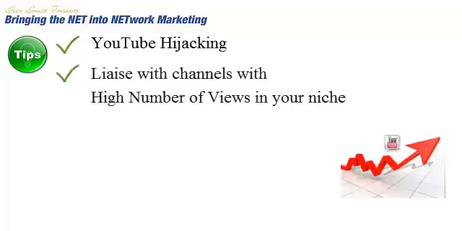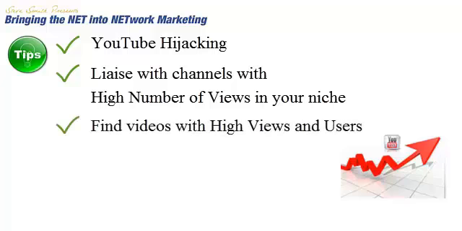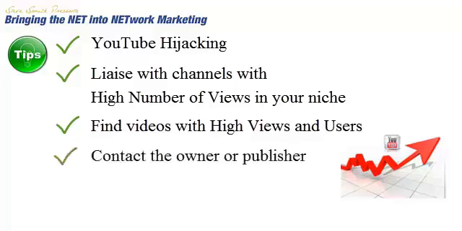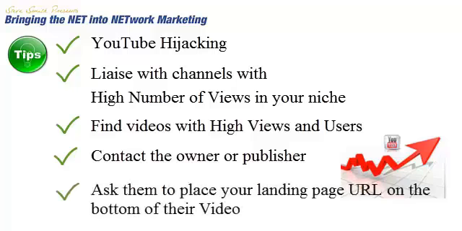Number one: liaise with companies with high numbers of views in your niche market. The first way you can hijack on YouTube is to literally scroll through YouTube and find those videos with high views and users. And this can also be in your niche or market, or nothing to do with your niche market. You can contact the owner or the publisher of the video and ask them if they will allow you to place your landing page URL on the bottom of their video.